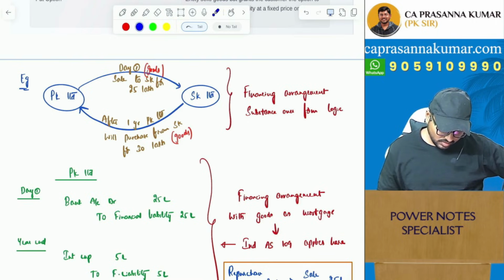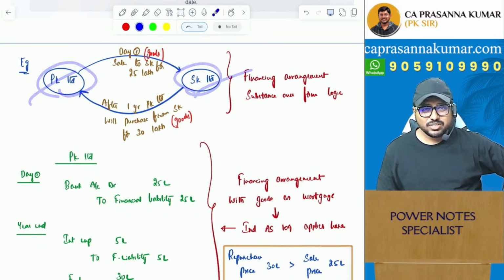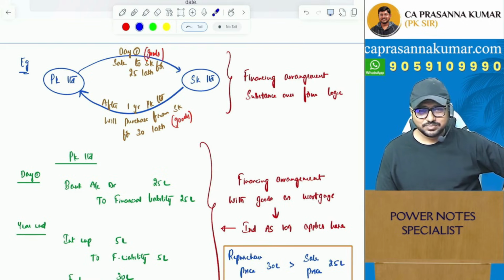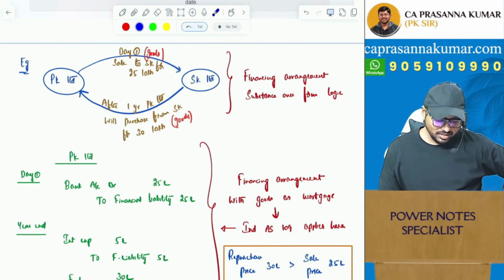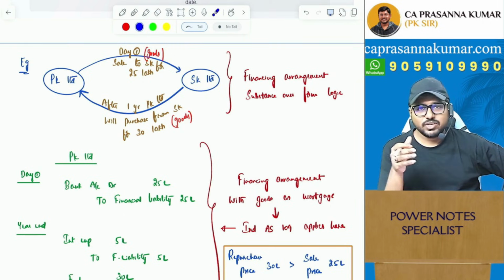All right, Nana. Now look at this example. There are two companies, PK Limited and SK Limited, two entities. Now, PK Limited on day one sold goods worth 25 lakh to SK Limited. There's nothing wrong in that. Once there's a transfer of control for the goods, immediately PO is satisfied. You'll recognize that as a revenue.